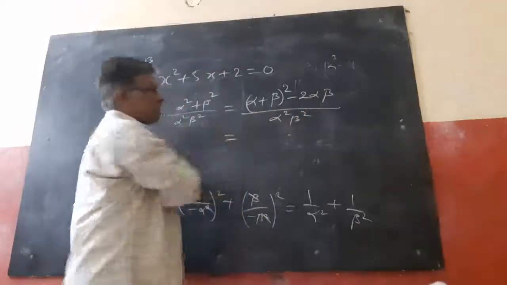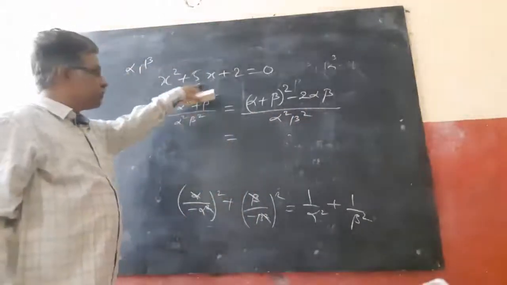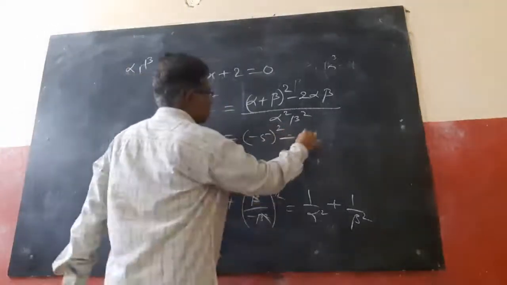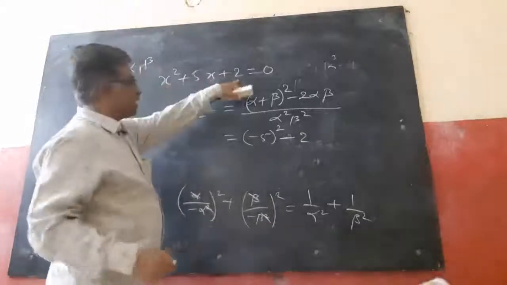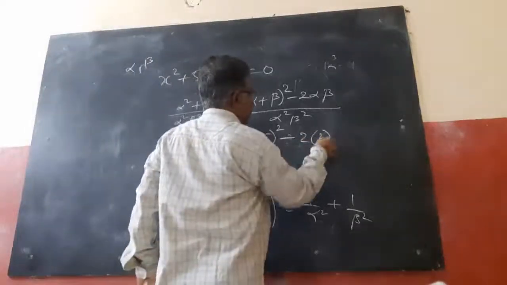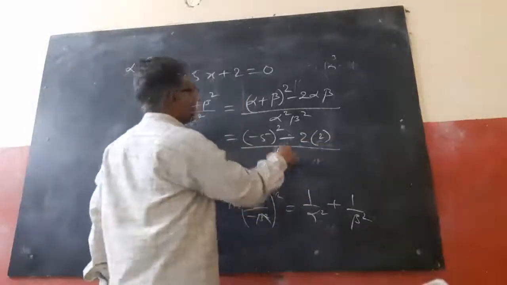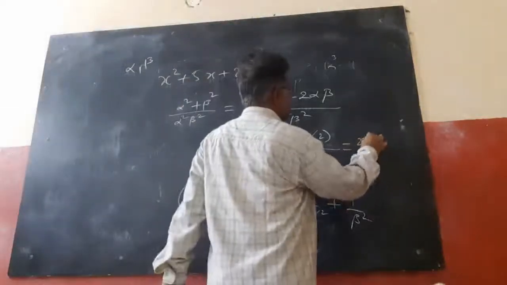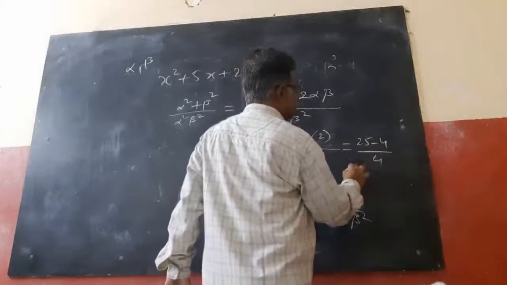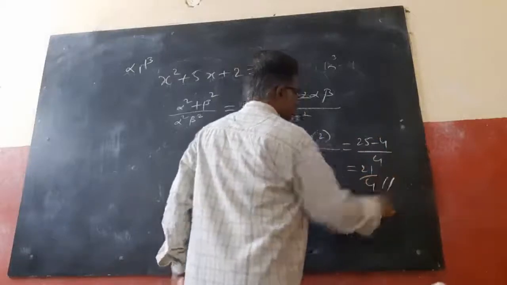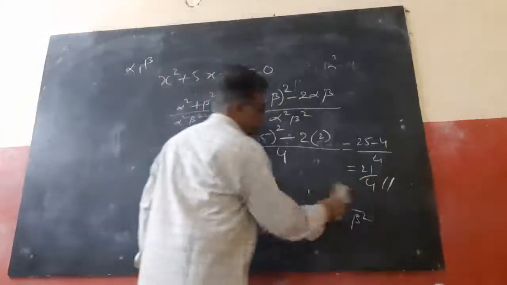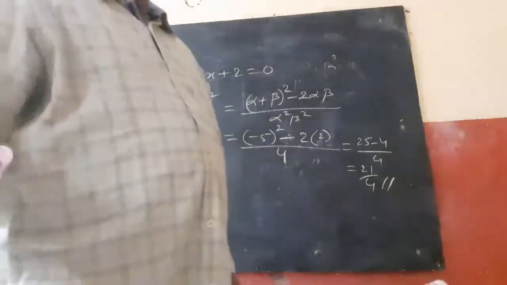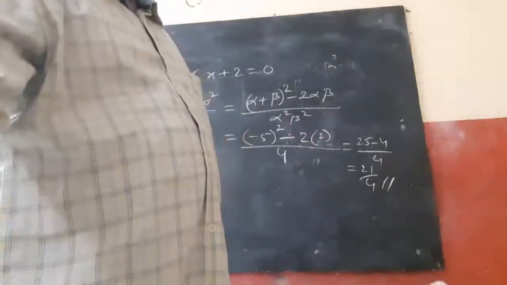So it's nothing but (alpha plus beta) squared, which is (minus b by a) squared, that is minus 5 whole square, minus 2 into alpha beta, where alpha beta is c by a, that is 2. 2 squared is 4. So the final result is 25 minus 4, that is 21 by 4. The final result is 21 by 4. Like this you can simply solve the MSET exam, MSET bits.